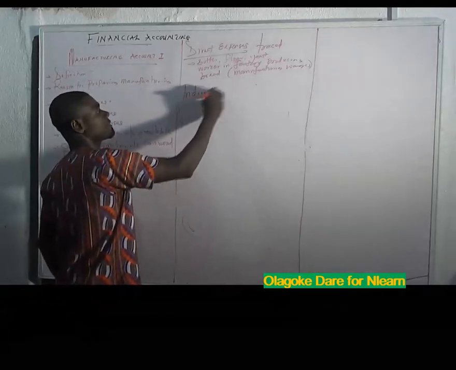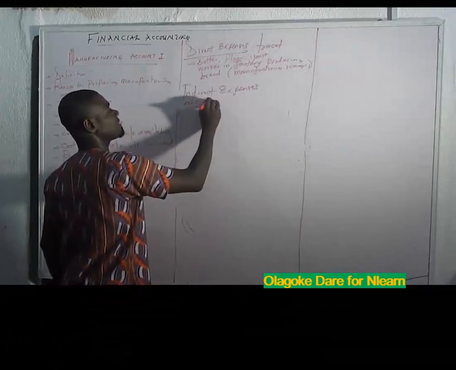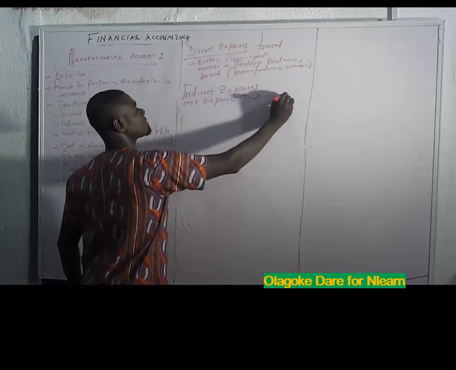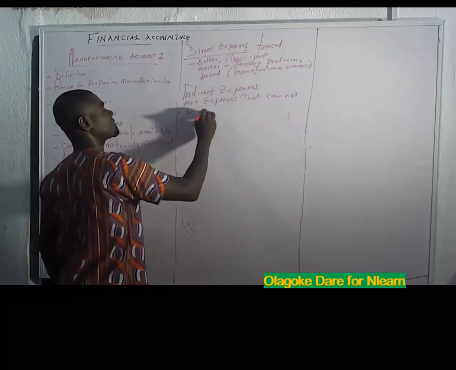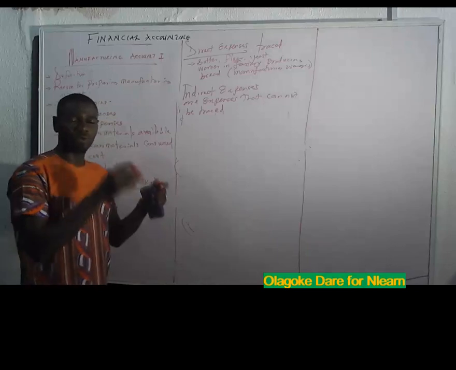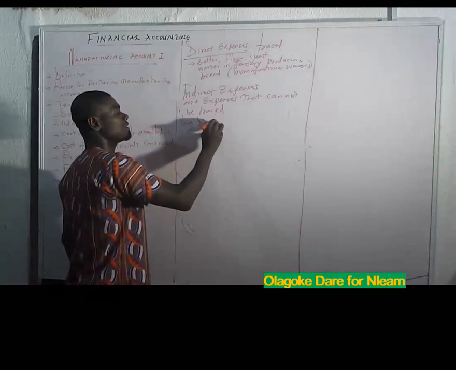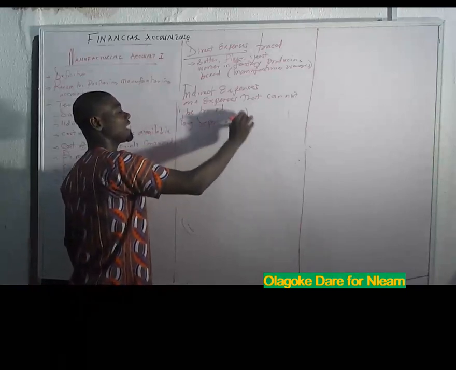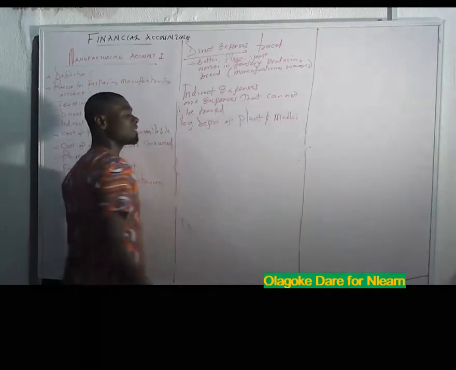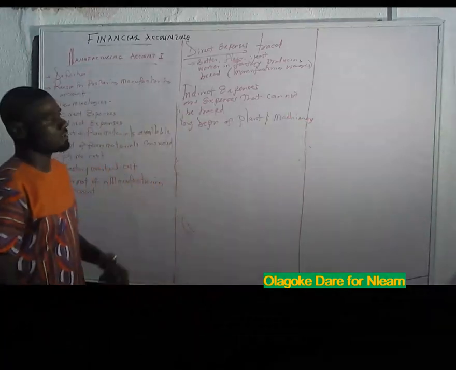Indirect expenses are expenses that cannot be traced to the production of a particular commodity. An example of this is depreciation of plants and machinery. So the depreciation of plants and machinery cannot be directly traced to the production of a commodity.